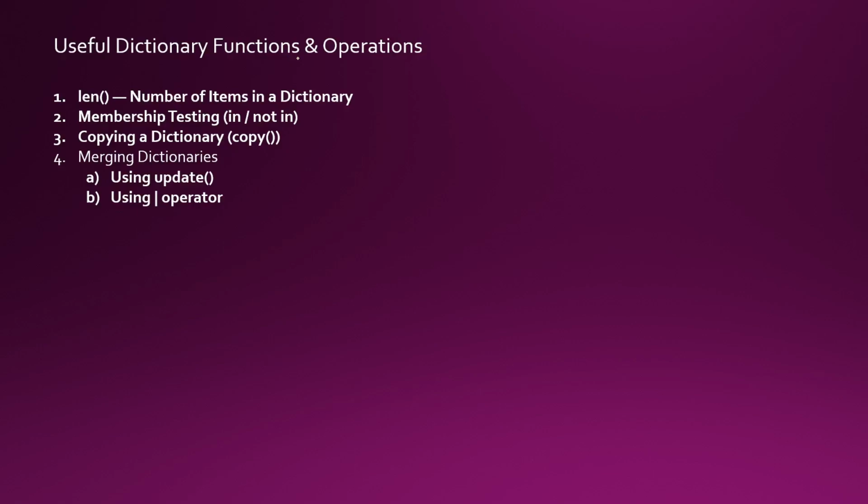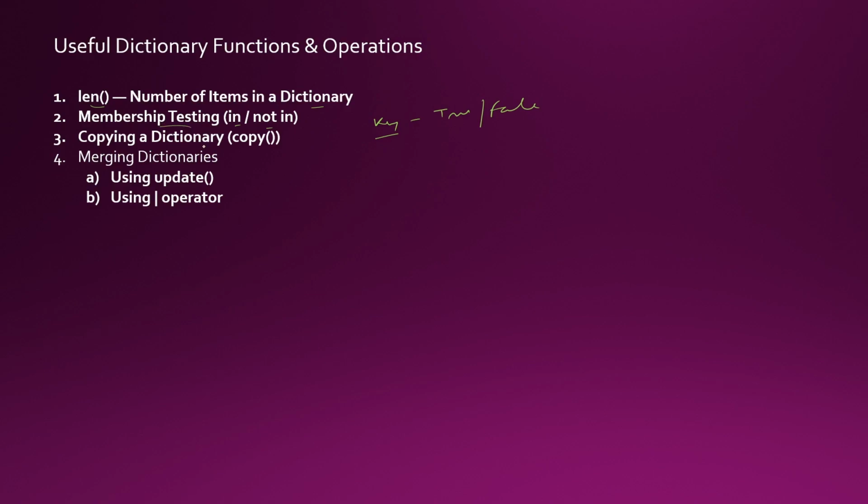Next are useful dictionary functions and operations. First one is length, the number of items in a dictionary. Basically, the length function returns the number of key-value pairs present in my dictionary. Membership testing, that is in or not in. Using this testing, we can find whether any key is present or not. It will give true or false, a Boolean value. To find whether a key is present in my dictionary or not, we can use membership testing.